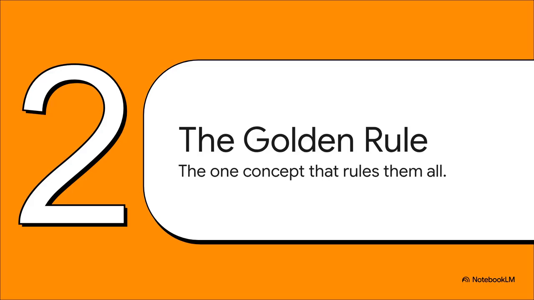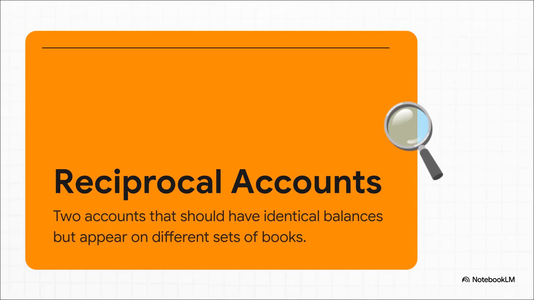And that brings us to the key that unlocks the whole thing, the golden rule of reciprocity. Seriously, if you can get this one idea locked in, you have already won half the battle. This is the foundation for everything else. So, what exactly are reciprocal accounts? Well, think of it like this. They're two accounts that are supposed to be perfect, identical reflections of each other. They just live on two different sets of books.